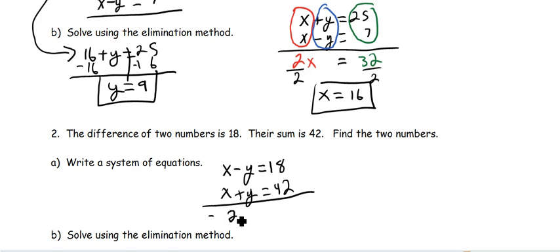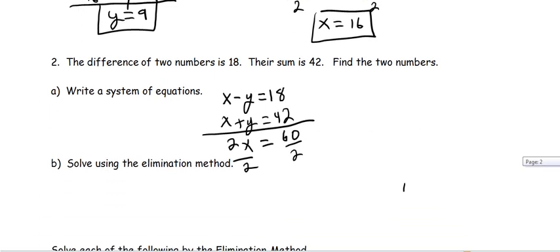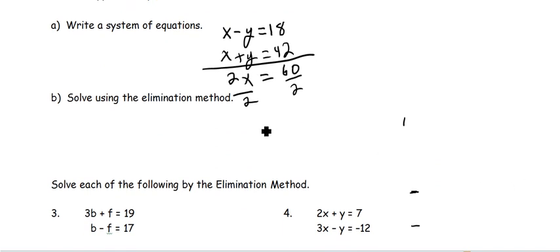We add our x's together, we get 2x. Add the y's together. I'm not sure, that should not be a negative there. Not sure where that came from. Equals 18 and 42 is 60. Divide by 2. Divide by 2. We'll move this up so it's a little higher. We get x equals 30.